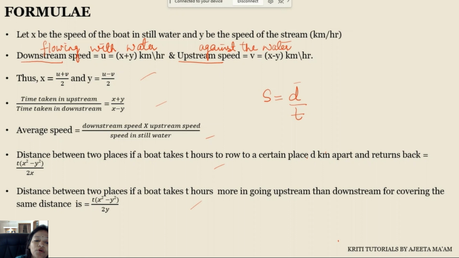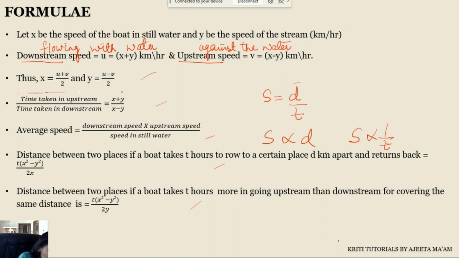One thing that is important for you all is that speed is directly proportional to distance and speed is inversely proportional to time. If your speed is more, you take less time to cover the distance. If your speed is less, you will take more time to cover the same distance. That is what we mean by inversely proportional.